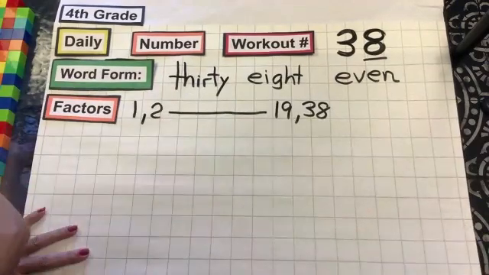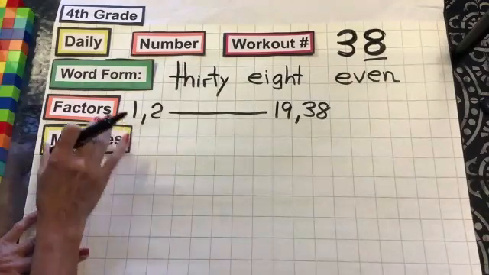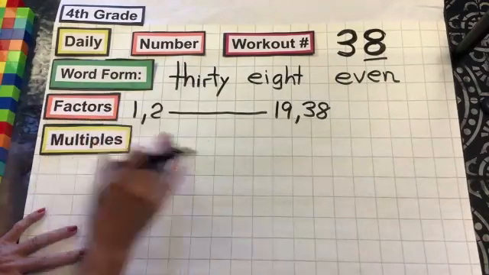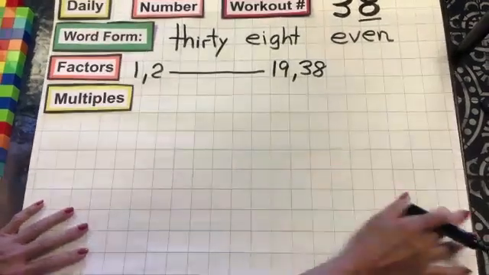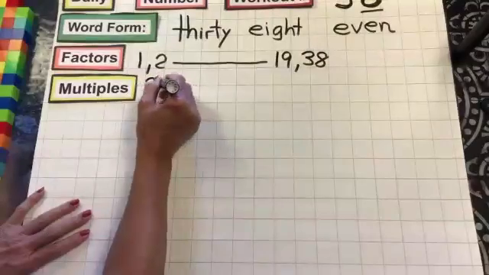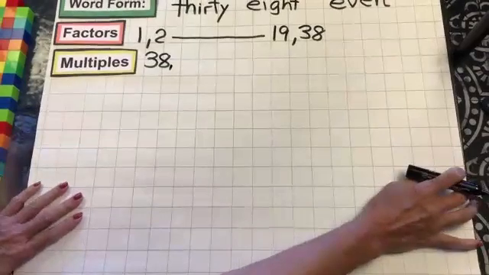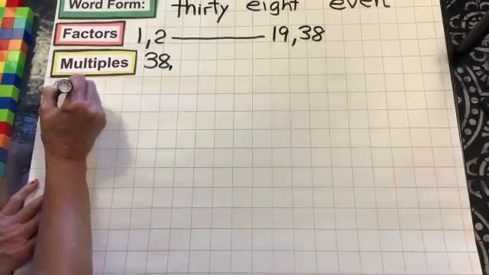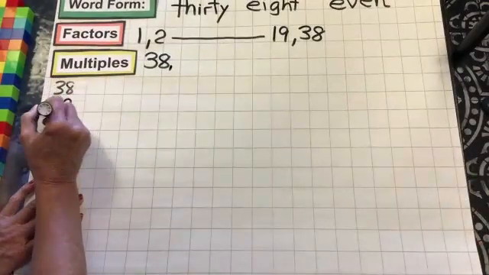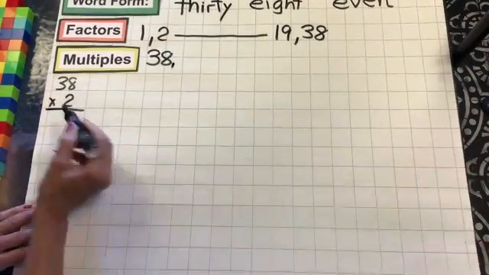Let's go for multiples. Good old multiples. Multiples have to do with multiplying, of course. And so when we count by 38s, we of course start off with 1 times 38, which is 38. So let's go on to the next, which is 38 times 2. So this is where we get our multiplication practice, which is awesome.